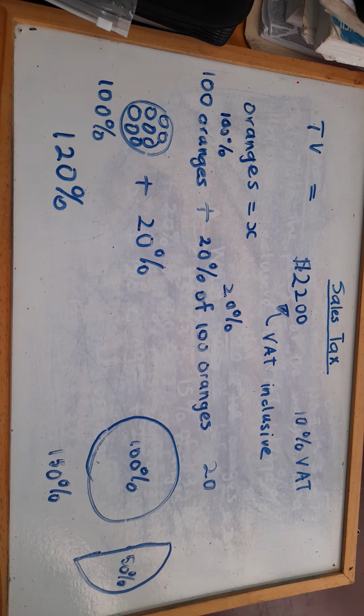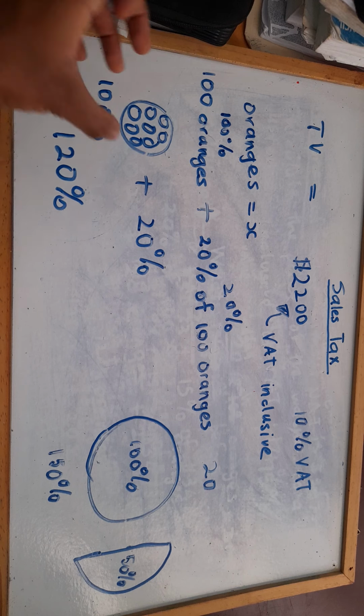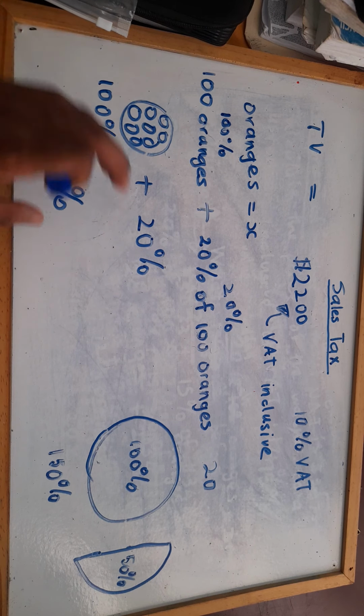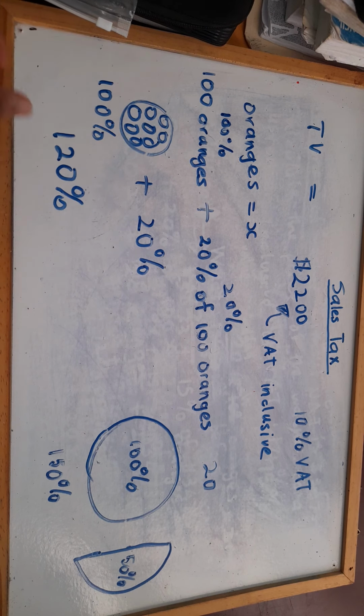Remember, a whole, one thing, is normally referred to as 100%. Right? You have a whole thing, it's 100% of the thing. Anything additional to that, you have to add to this. So now it has 120%.